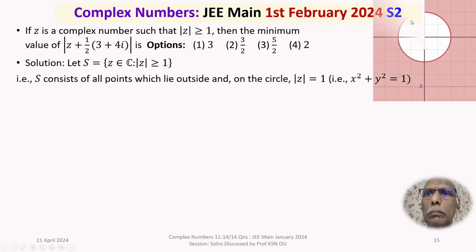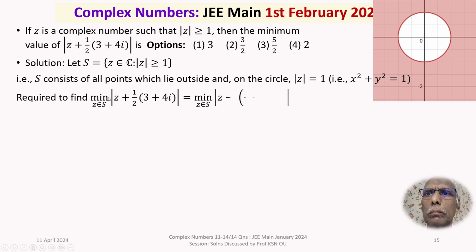The representation is here. So this is the unit circle and all points lie outside and on mod z equal to 1. Agreed. Now we are required to find the minimum of the modulus of (z plus 1 by 2) multiplied by (3 plus 4i), where the minimum is to be taken over all z belonging to S. That means all z which are points in the exterior of mod z equal to 1, including the points on the circle.